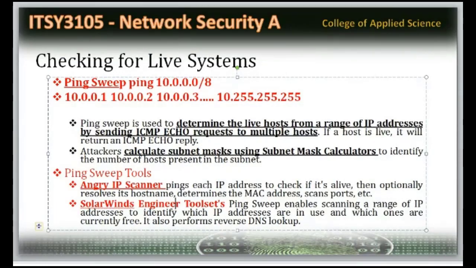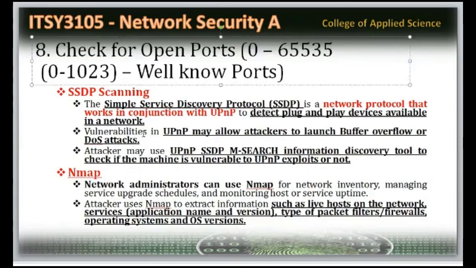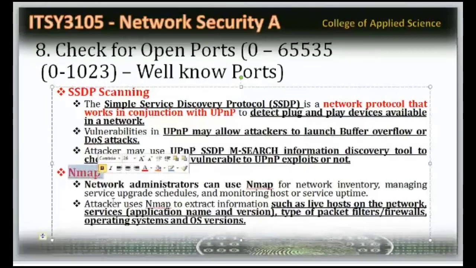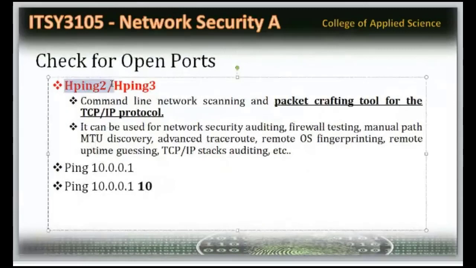The next topic is going to be the port numbers. How can I find the port numbers? We have three methods. One is called the SSDP scanning method, which will bring you the universal plug and play devices. Then Nmap, a very powerful tool that many people still use. In our college also we use Nmap to identify the port numbers which are open in a target machine. The next one is HPing2 and HPing3. So these are the three tools available for checking the open ports.